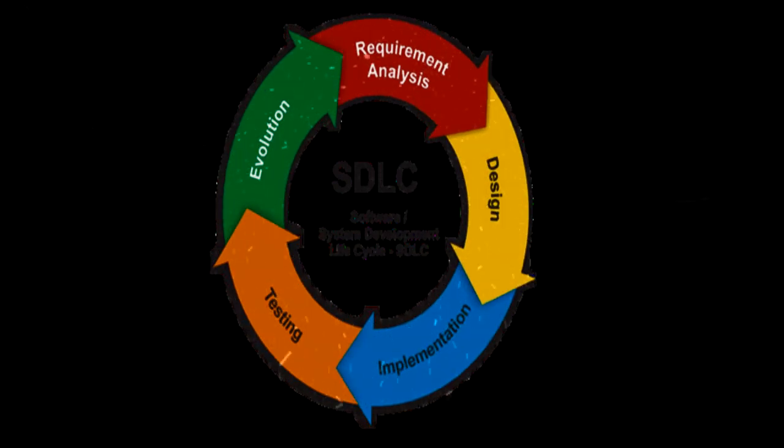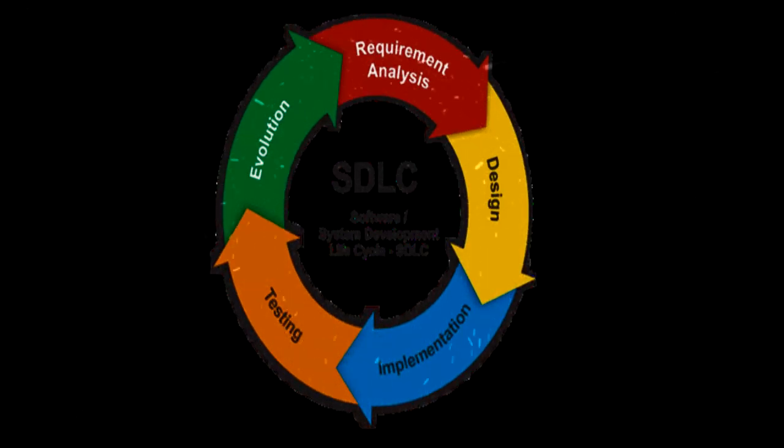Stage 5, testing the product. This stage is usually a subset of all the stages, as in the modern SDLC models. The testing activities are mostly involved in all the stages of SDLC. However, this stage refers to the testing-only stage of the product, where product defects are reported, tracked, fixed, and retested, until the product reaches the quality standards defined in the SRS.